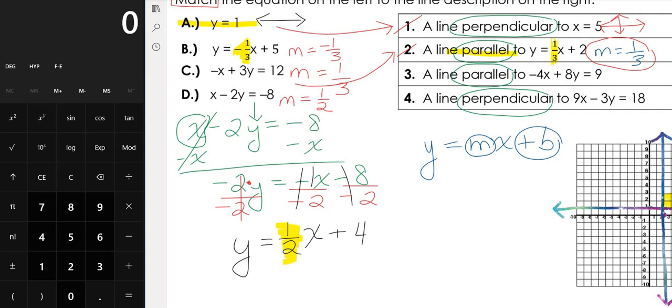So for 3, it's asking for a line parallel to negative 4x plus 8y equals 9. Well, I don't know what the slope is of that line, so I can't determine if it's parallel to any one of the things we already have. So first step, before I can figure out what matches up with number 3, is to put it in y equals form. So let's go ahead and give myself some space, and I'm going to go ahead and do the same thing and put this equation in y equals form.